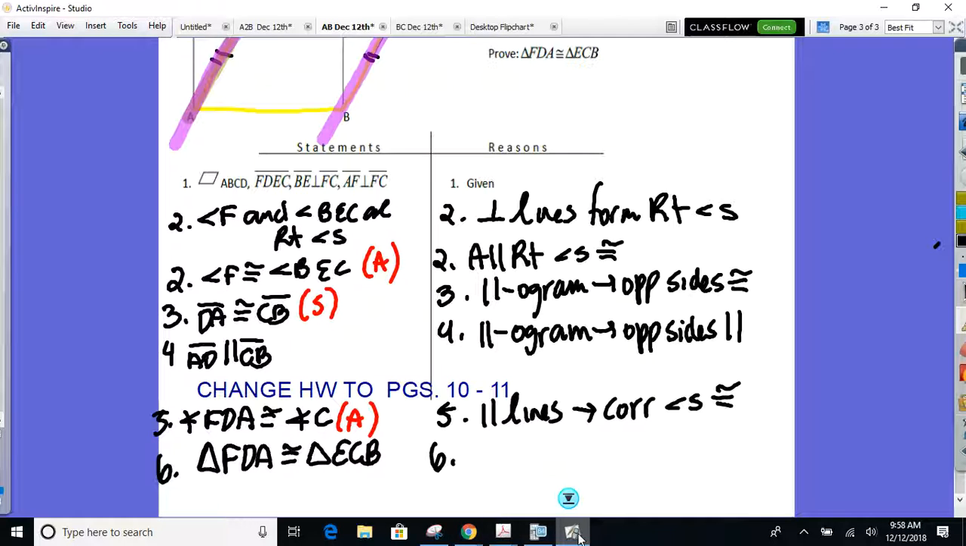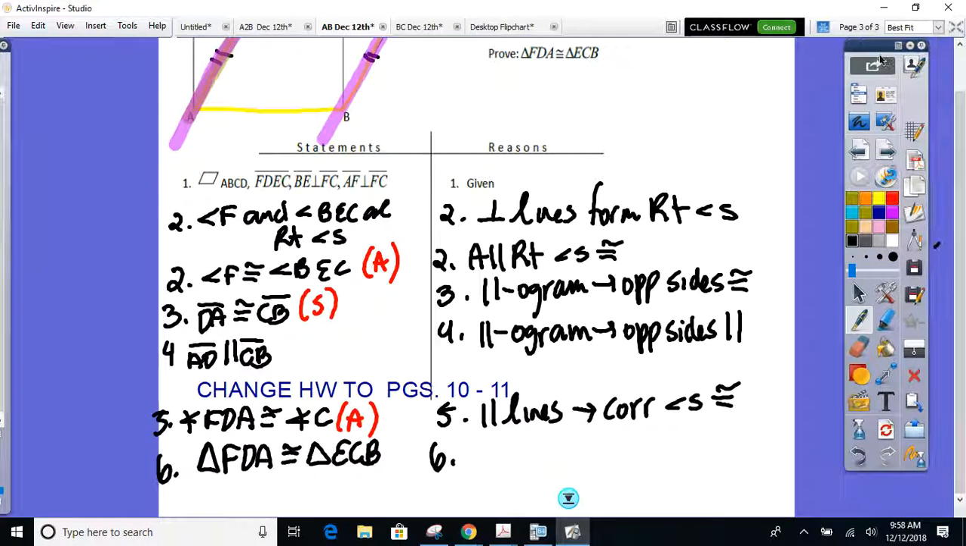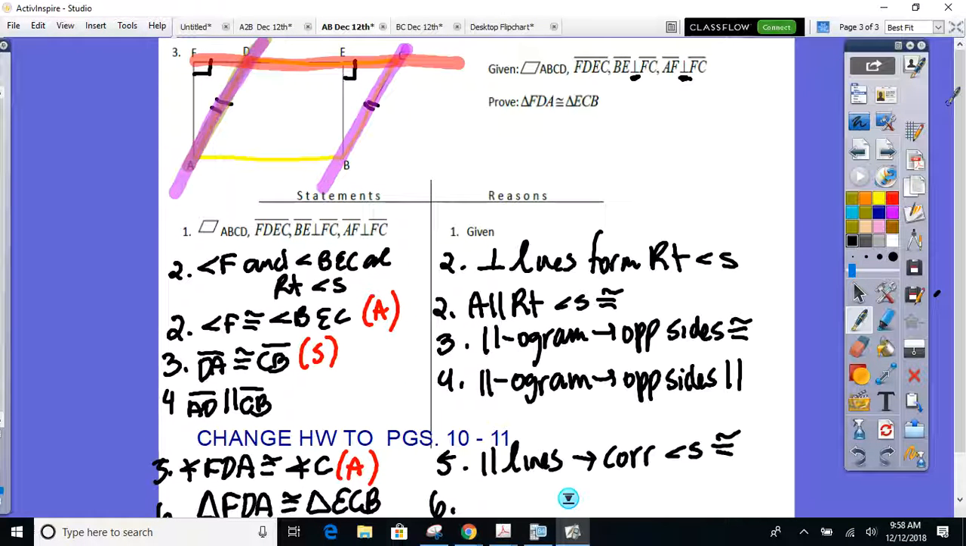What's the method? Okay, I'm debating between angle side angle and angle angle side, because this side, everybody, is not in between those two. So I need to go with angle, angle, side.